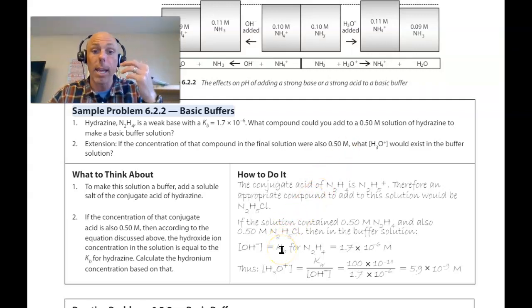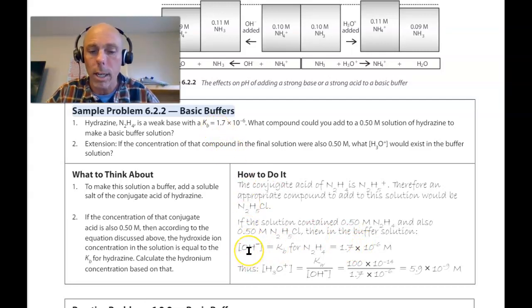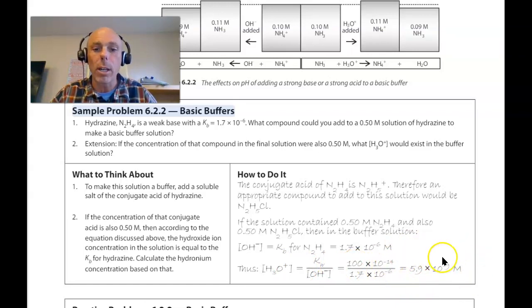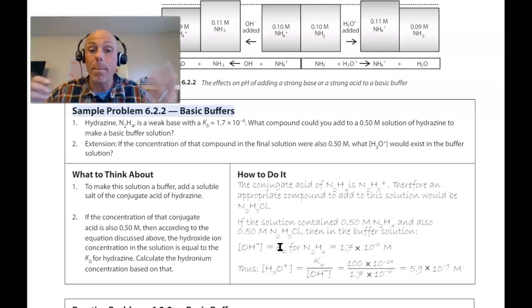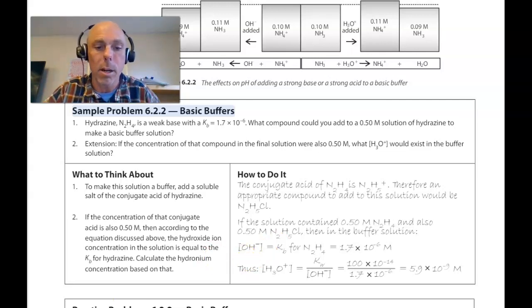Since we were given the Kb, we might as well say that's the hydroxide. So 1.7 times 10 to the minus 6, being the Kb, is also the hydroxide. Well, we know hydroxide times hydronium is equal to Kw. So if you divide Kw by hydroxide, you'll get hydronium. The other option was we could have figured out what the Ka is of this conjugate acid. Remember, Kw divided by Kb is Ka. And then that Ka would also equal hydronium. It's the same math, because again, there are often multiple routes to the same answer in acid-base problems.